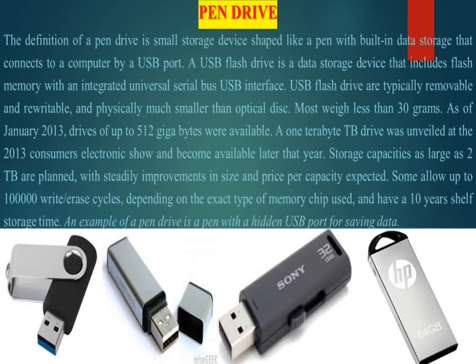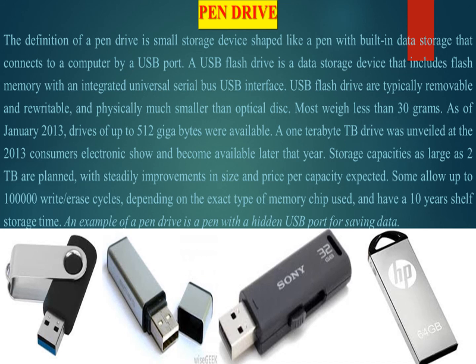Pen drive. The definition of a pen drive is a small storage device shaped like a pen with built-in data storage that connects to a computer by a USB port. A USB flash drive is a data storage device that includes flash memory with an integrated Universal Serial Bus USB interface. USB flash drives are typically removable and rewritable and physically much smaller than an optical disk. Most weigh less than 30 grams.